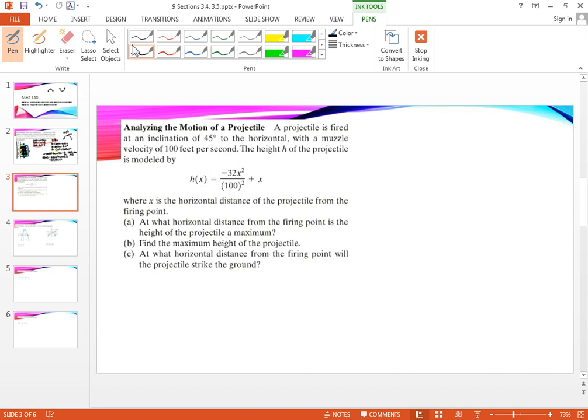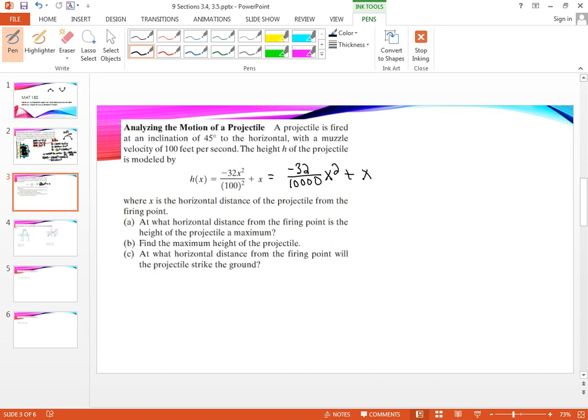Okay. Notice how when they wrote this, they wrote 100 squared on the bottom, and the way they wrote it just makes it look worse than it is. I'm going to rewrite this as negative 32 over 100 squared, which is 10,000. I'm going to put the x squared out to the side so that now I see my A, the B is 1, the C is 0, but this looks like a normal quadratic. Okay. All right, so A, at what horizontal distance from the firing point is the height of the projectile a maximum? Find the maximum height.